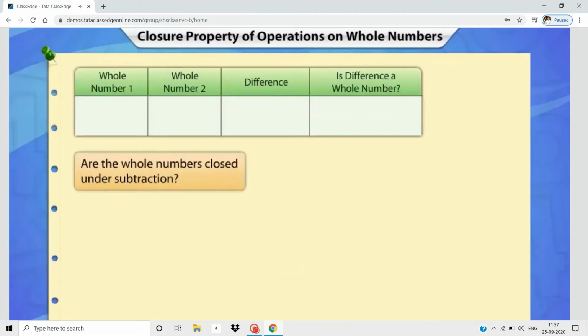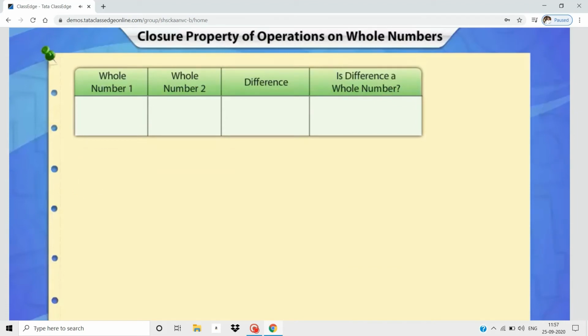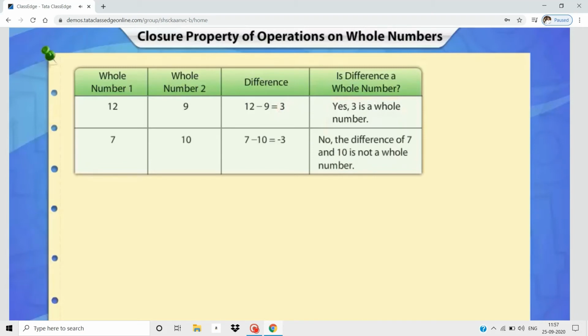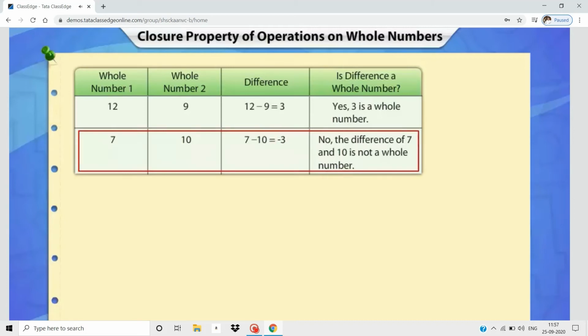Are the whole numbers closed under subtraction also? Let us use the same pair of whole numbers to check whether the whole numbers are closed under subtraction. When we subtract 9 from 12, we get 3. 3 is a whole number. But when we try to subtract 10 from 7, the answer is -3, which is not a whole number. Thus, the difference of 2 whole numbers is not a whole number.